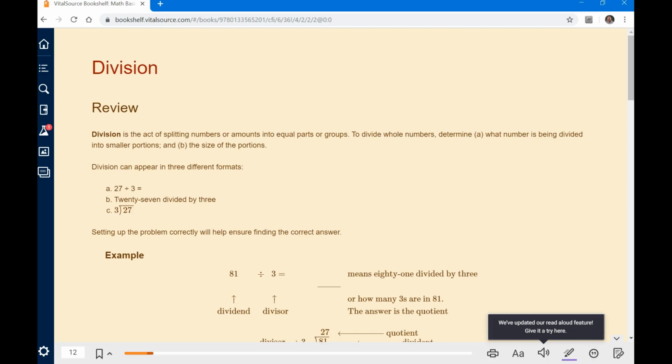Okay, so today we're going to start off talking about division. And if you don't like math, you probably really hate division. No one likes division. I don't like division.